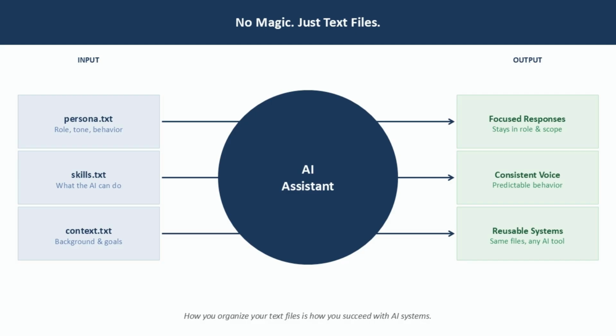So why does any of this matter? Because how you organize those files is how you succeed with AI systems. That line at the bottom of the slide is the key takeaway.